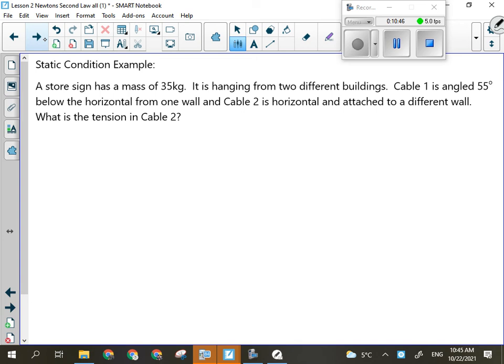Okay, another type of Newton's second law question. We call these static condition. What does static mean? Same, unchanged. Okay, here literally means not moving. So what does that mean for our net force? It's 0. In any static condition question, because there's no movement, the net force is 0.